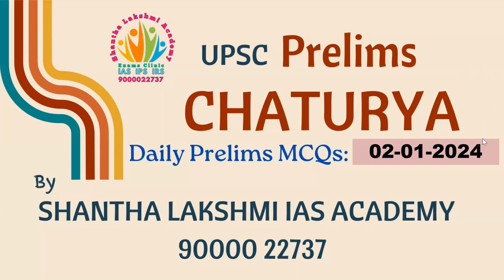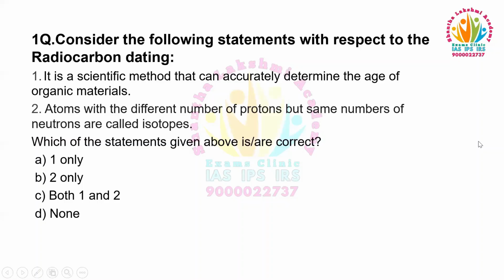Let's begin. The first question. Consider the following statements with respect to radiocarbon dating. One: It is a scientific method that can accurately determine the age of organic materials. Two: Atoms with different numbers of protons but the same number of neutrons are called isotopes. Which of the statements given above are correct? One only, two only, both one and two, none.